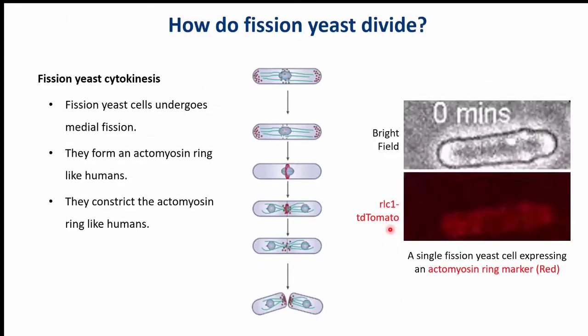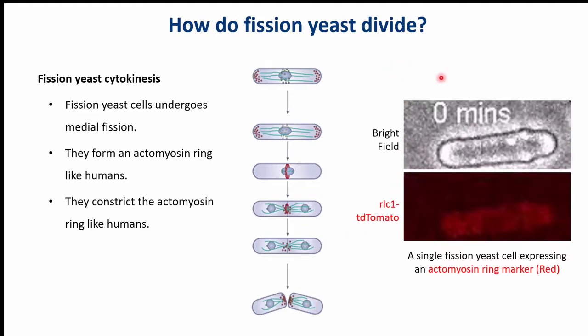So how does a fission yeast cell divide? As I told you before, yeast cells divide similarly to human cells. It involves placement of an actin and myosin based contractile ring, or actomyosin ring, at the center of the cell. The ring-like structure then starts ingressing, thus narrowing its diameter. And finally, the cell separates. This mechanism of actomyosin-mediated ring constriction is conserved from bacteria all the way to humans.